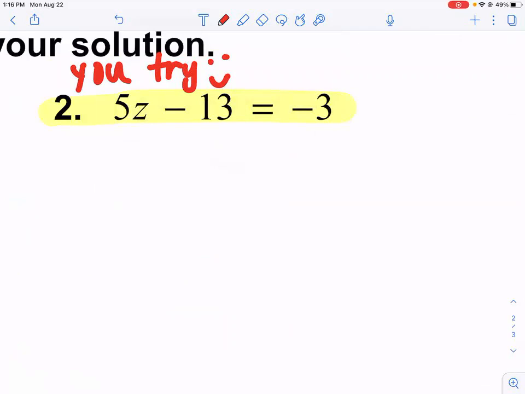When you and your elbow partner both have an answer, check each other's work and answer to see if you agree. So you can all 3 talk right now.